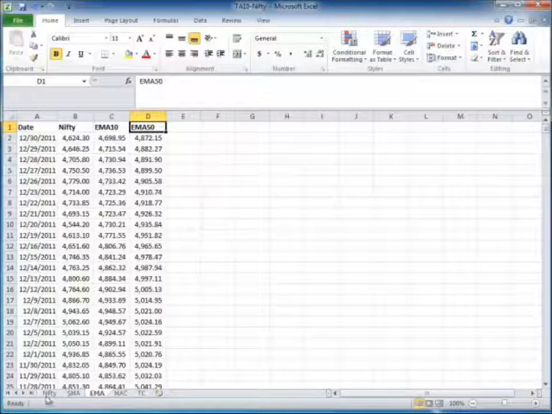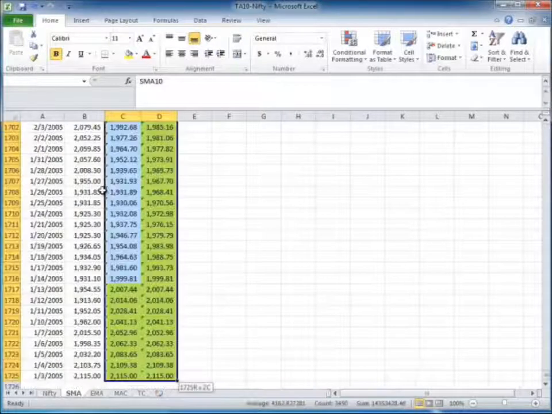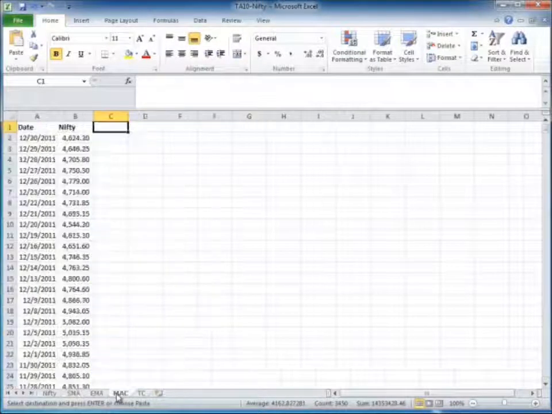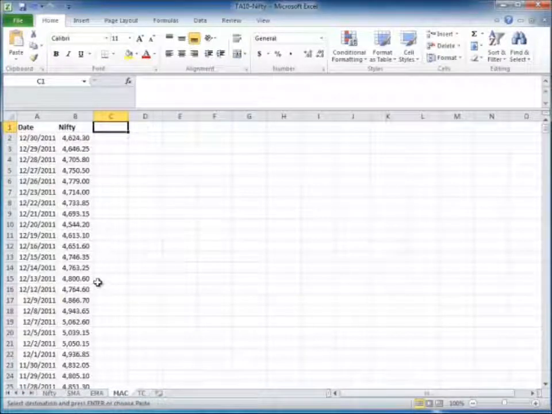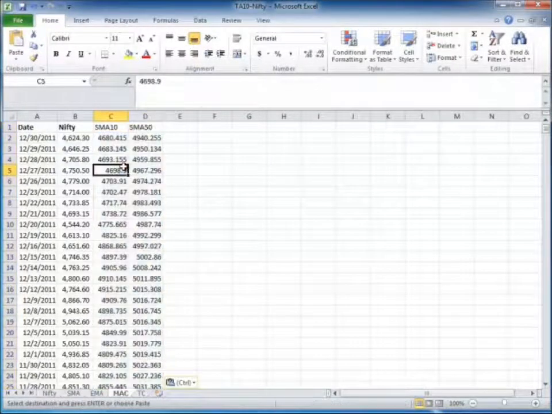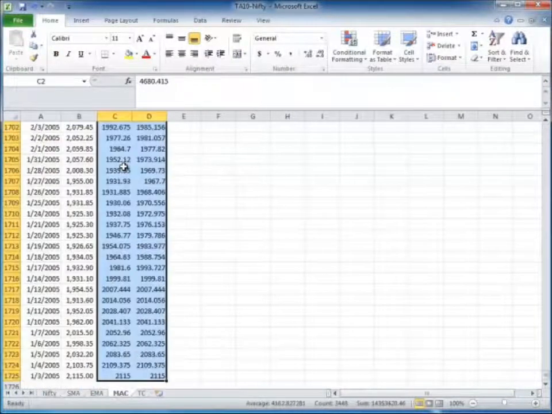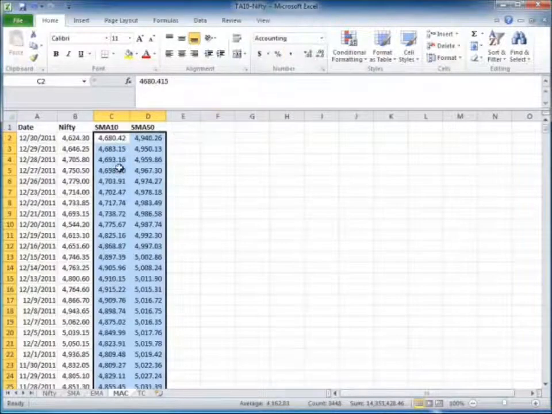So I'm going to take the simple moving averages, the 10-day and the 50-day. So I'm just going to copy all of this. Alright, and in this MAC, which is moving average crossover tab, then I will paste special values, okay? Which means I don't copy the formulas across, I just copy the values. Alright, and let me just clean this up a little bit. This will be like that, okay?